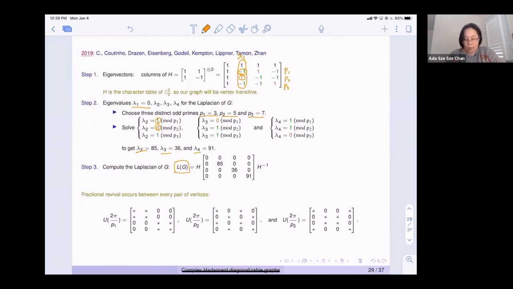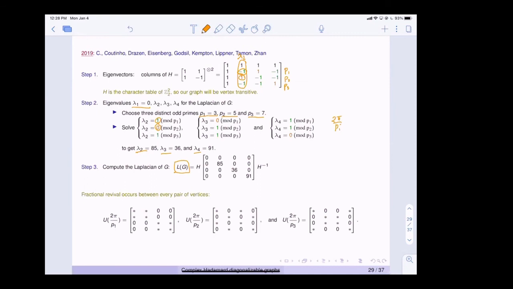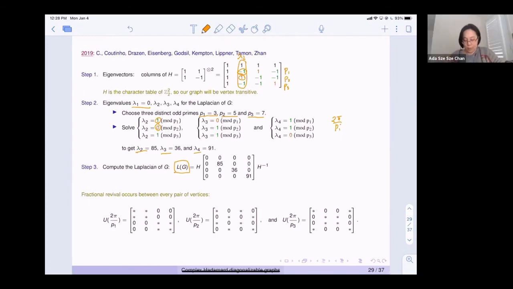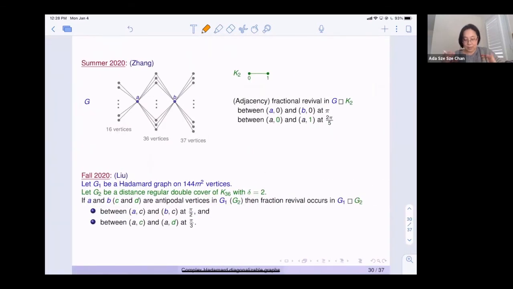1 will have fractional revival to any other vertex at time 2 pi over pi. Because this graph is vertex transitive, we'll have fractional revival between every pair of vertices. This is also an example of a graph where all the vertices are strongly cospectral with each other, but it's a weighted graph. And this is the last slide.